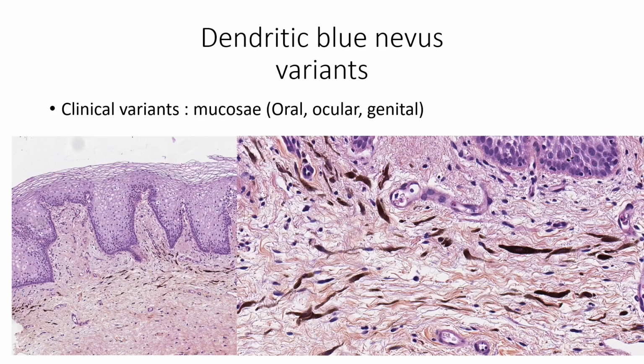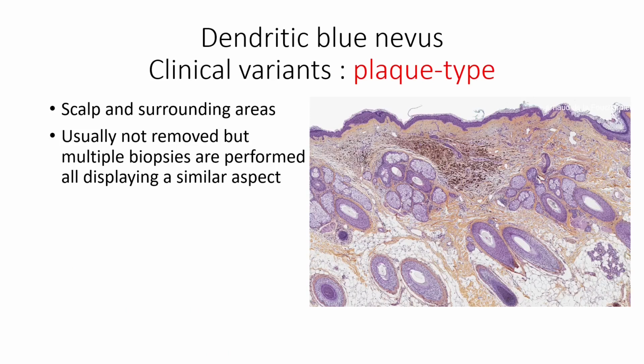Let's start with the clinical variants. Most of them are located on the skin, but they'll occasionally be located in the mucosae. Here is a genital lesion. Another clinical variant is the plaque type blue nevus. They are usually located on the scalp, and they are mostly biopsied because they are large and not removed.